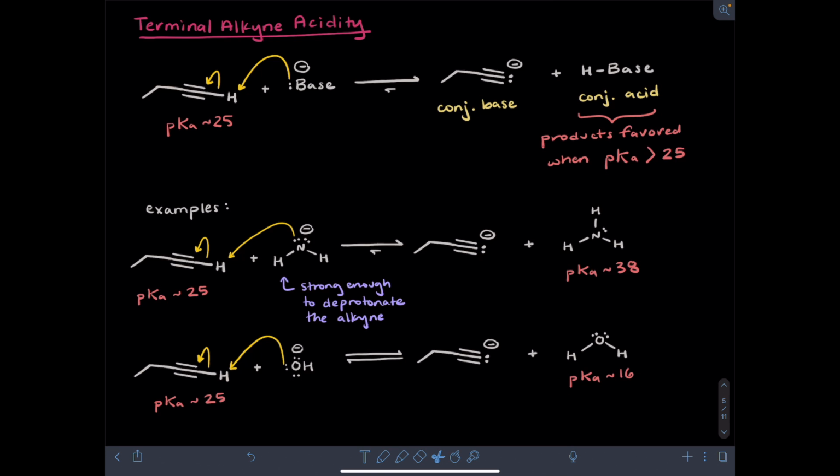In the case of the hydroxide example, we have the same acid starting out, but here the conjugate acid, water, has a pKa of about 16. The reaction equilibrium favors the side with the weaker acid. In this case, that would be the higher pKa in the starting material. So we would conclude the equilibrium favors the reactants instead of the products, meaning that hydroxide is not strong enough to deprotonate a terminal alkyne.